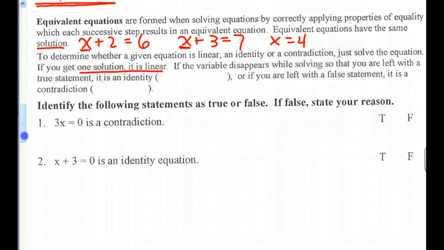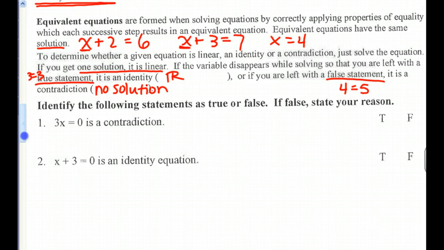If the variable disappears while solving so that you are left with a true statement, it is an identity, or all real numbers. Or if you are left with a false statement, it is a contradiction. So let's underline false statement, is no solution. An example of a false statement would be like 4 equals 5, because 4 doesn't equal 5. An example of a true statement would be something like 3 equals 3.